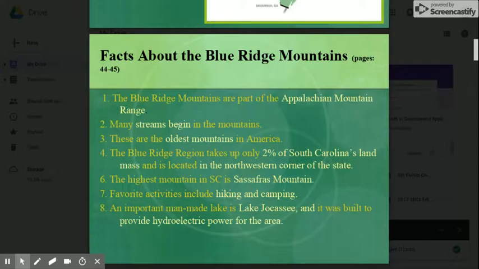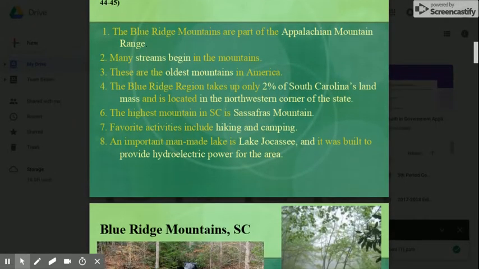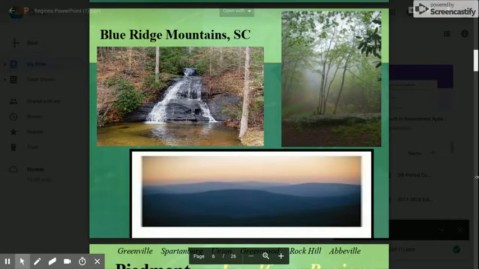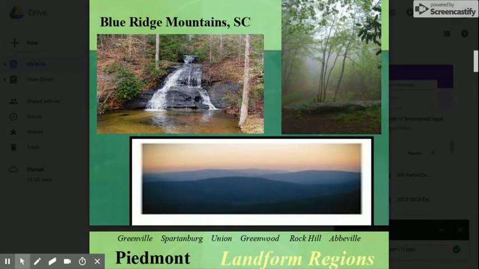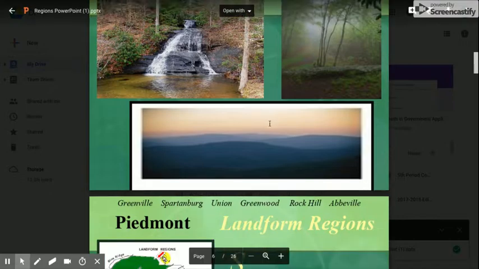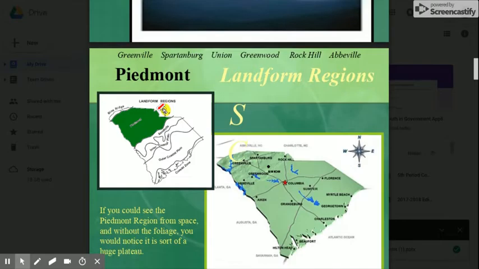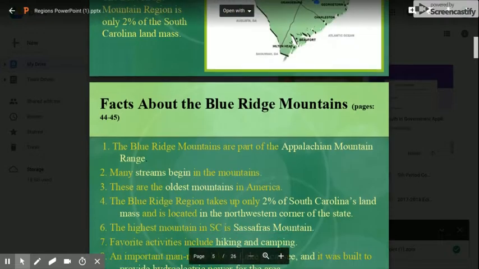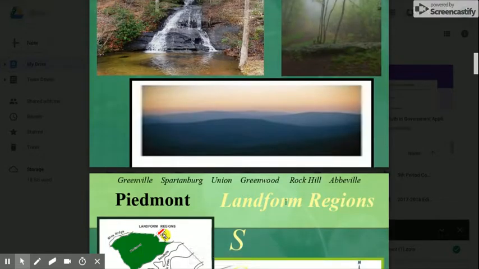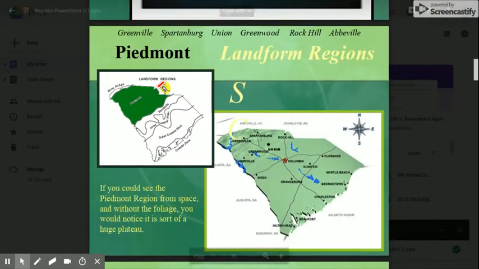People living in this area, they love hiking and camping. I mean, obviously that's a broad generalization, but overall, you live in the mountains. So an important man-made lake in this area was Lake Jocassee, and again, for hydroelectric power in there. So here's just some gorgeous pictures, panoramic views, beautiful wooded waterfalls. So, let me see. We do not need to know any cities there. There's a list of cities at the top of these slides.